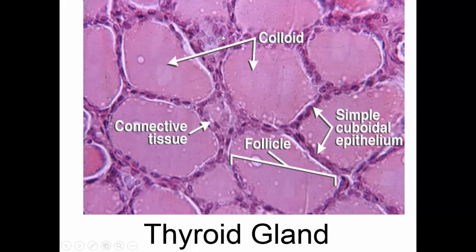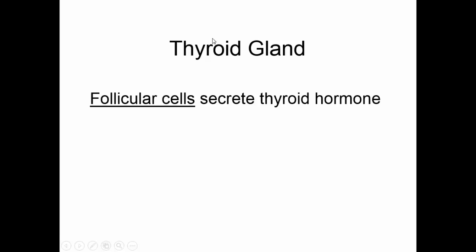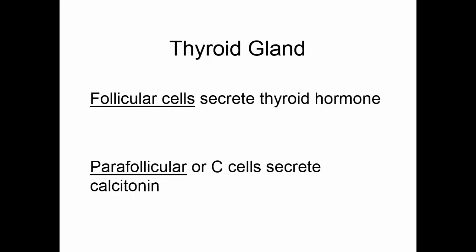In between the follicles are some other cells. These are called the parafollicular cells. The follicular cells, the ones around the colloid, are the ones that secrete the thyroid hormones T3 and T4. The parafollicular cells, or C cells, secrete the hormone calcitonin.